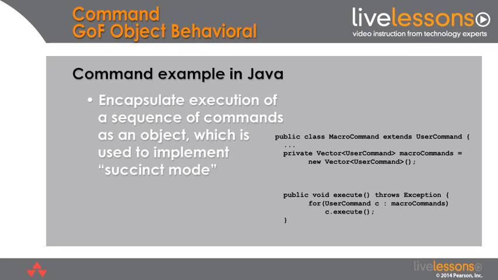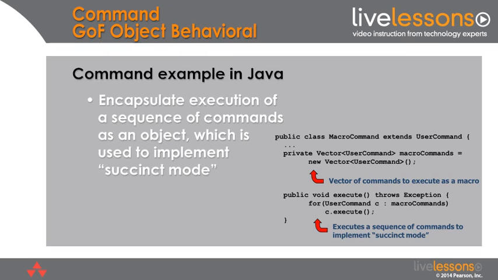Here's how we would actually implement this. The macro command implements the user commands interface. It has a vector of user commands called macro commands, and its execute method, as you can see when called, will iterate through each of the elements in macro commands, executing each of them in turn.